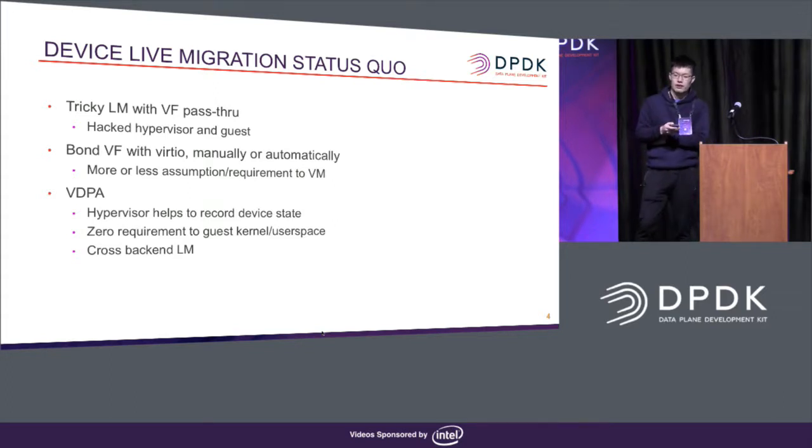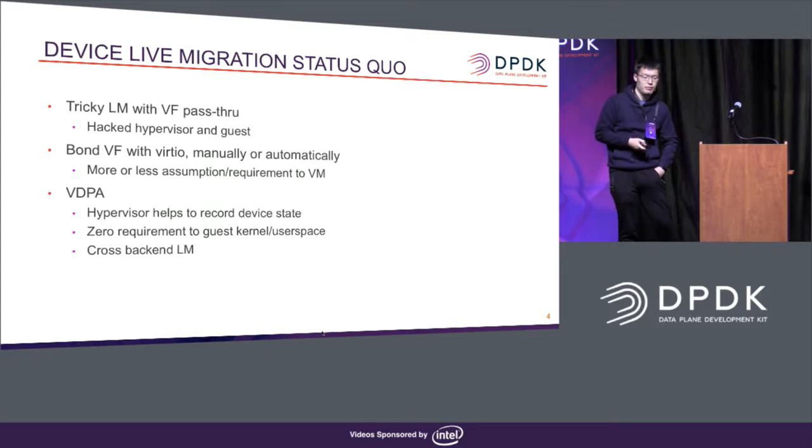For the dirty page logging, hypervisor has a vhost channel to the backend. It can send vhost message to the backend to say, hi, please help to track the dirty page for each guest memory you write. And vDPA presents a unified and standard virtual interface to the guest, so there is zero requirement to the guest kernel and the user space.